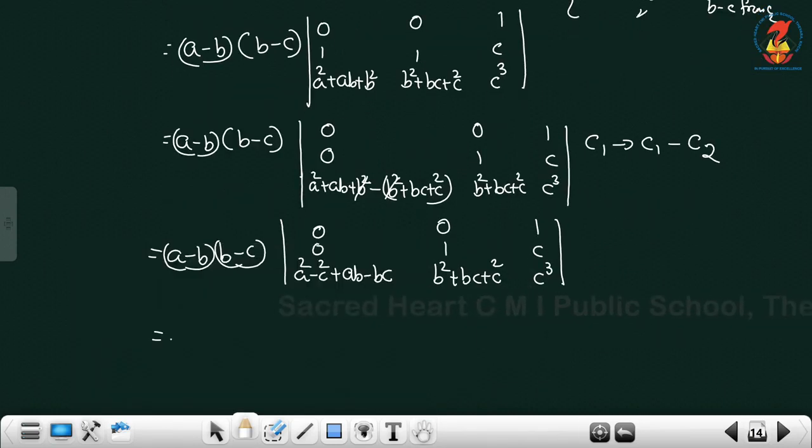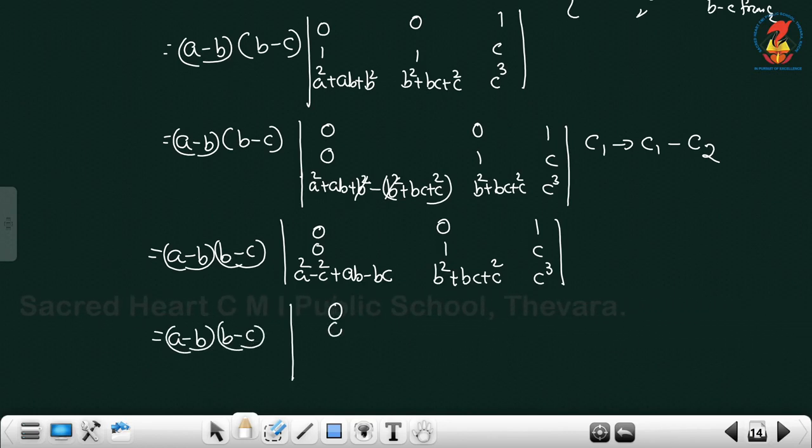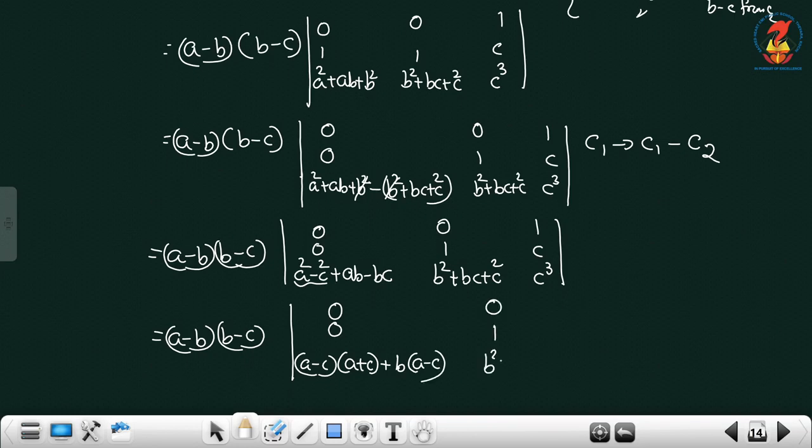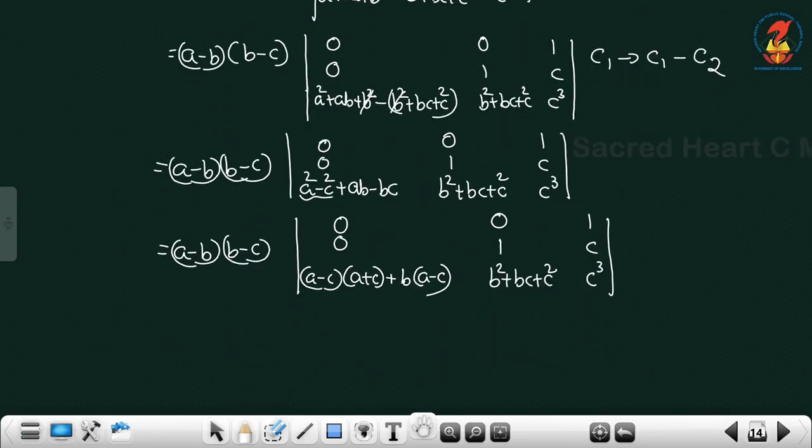Again look at the first column. Can we factorize that? Here two elements are 0. A square minus c square factors as a minus c into a plus c. Plus ab minus bc. When we take b outside, there is a minus c. Then 0, 1, b square plus bc plus c square, 1, c, c cube. B minus c.